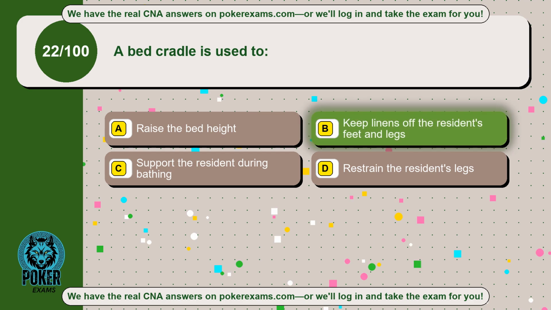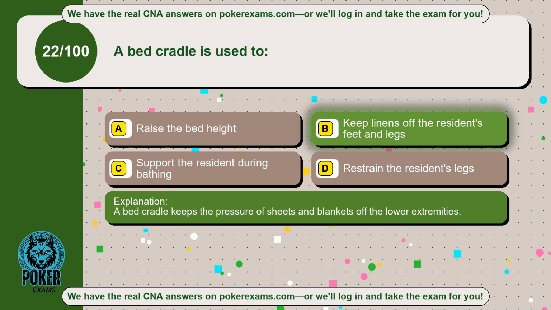The correct answer is option B, keep linens off the resident's feet and legs. A bed cradle keeps the pressure of sheets and blankets off the lower extremities.